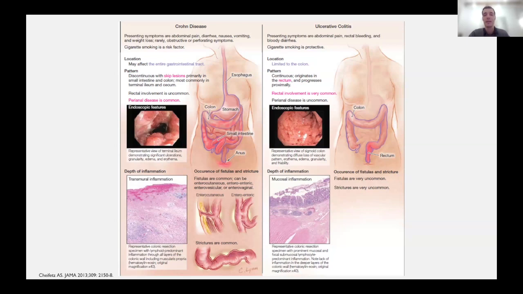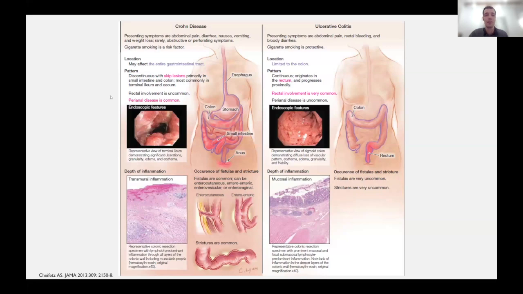On the other hand, ulcerative colitis only affects the colon and usually progresses continuously from the rectum upwards to the more proximal segments of the colon. Inflammation is limited to the mucosa and submucosa, and we don't see fistulas. Strictures are much less common, but patients with ulcerative colitis run a rather high risk of developing colorectal cancer, higher than patients with Crohn's disease.